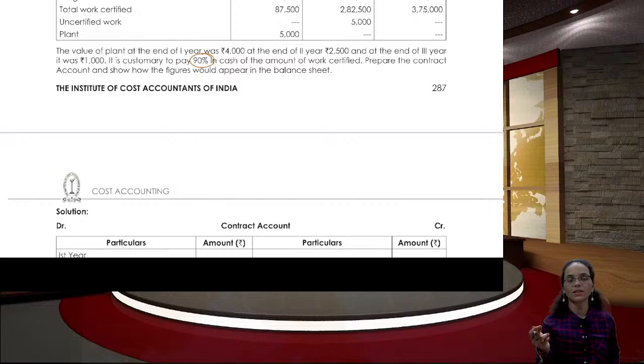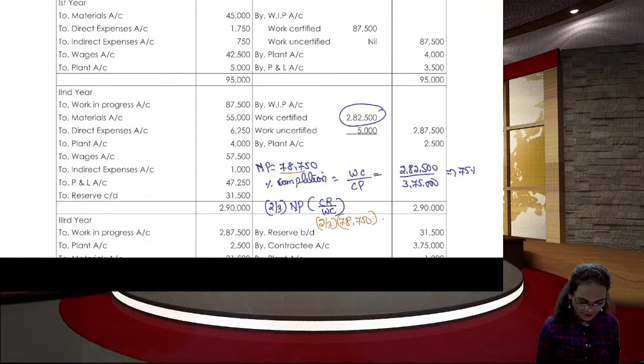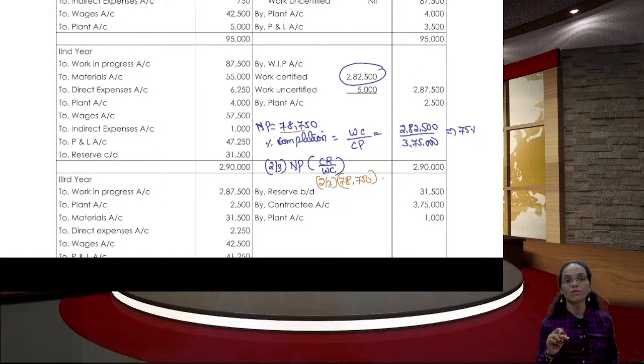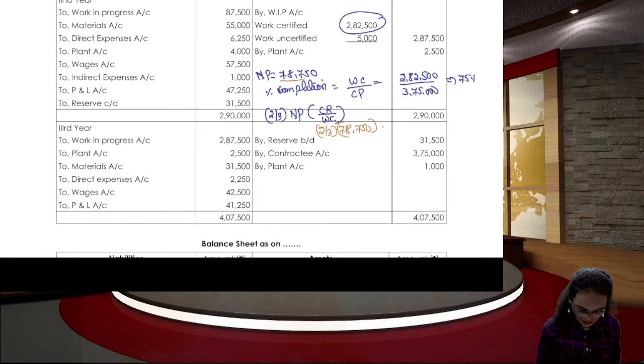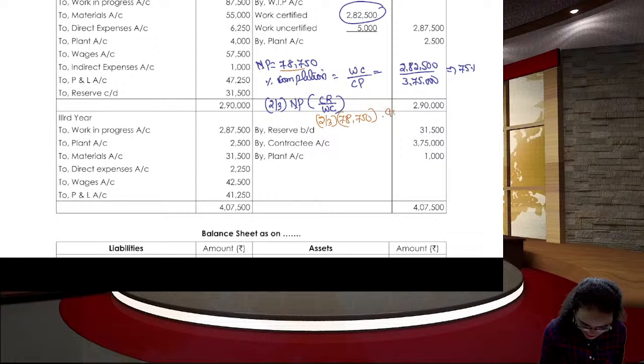It is said 90%. You can directly write 90% also. 90% of the work in progress is received as cash. So you can write 90% directly. So 78,750 into 2 by 3 into 90%. Yes, 47,250. This is the amount to be transferred to the P&L.